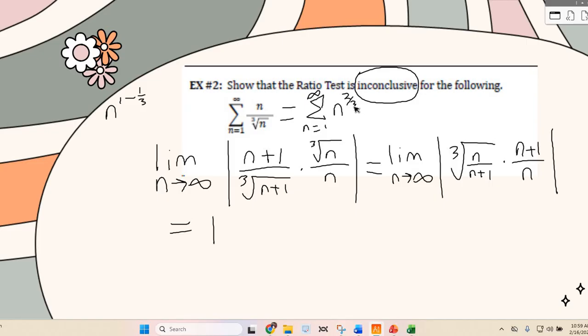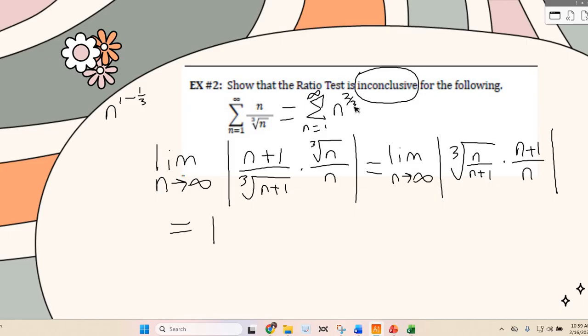I don't know off the top of my head. I would probably start with the integral test because that's going to be pretty easily integrable, right? The antiderivative is going to be pretty straightforward. So that's probably where I would start with that one.